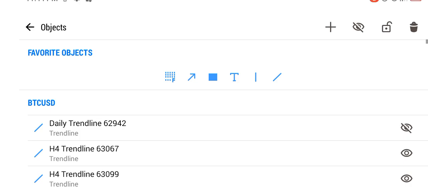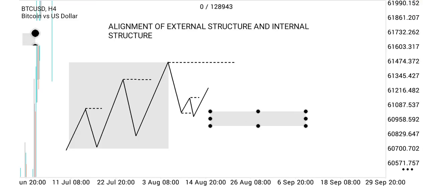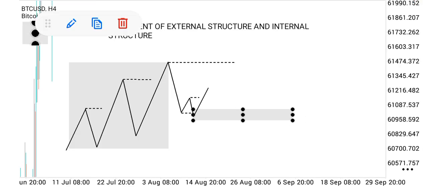We check if we get a valid order block. Yes, we mark our valid order block at this zone. You can see how we mark our valid order block at the zone.